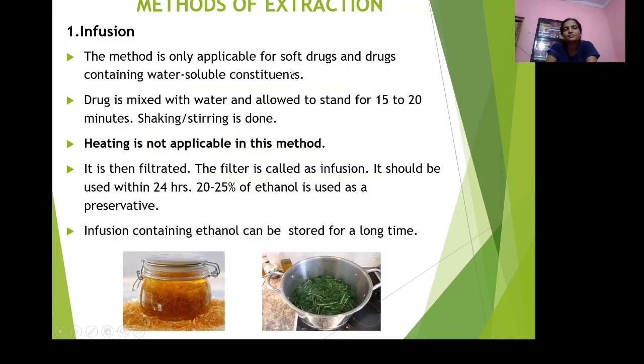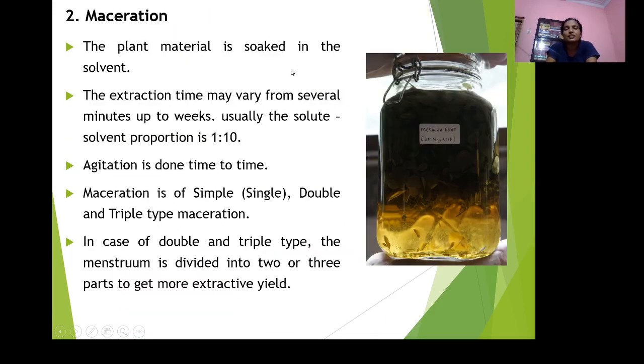The second method is the maceration method. In this method, firstly you take the chopped plant material, or you can chop the plant material or any drug part of the plant, and then it is soaked inside the solvent. The extraction time of maceration varies from minutes up to weeks, and the solute and solvent proportion should be 1:10. Generally, agitation or shaking should be done from time to time.